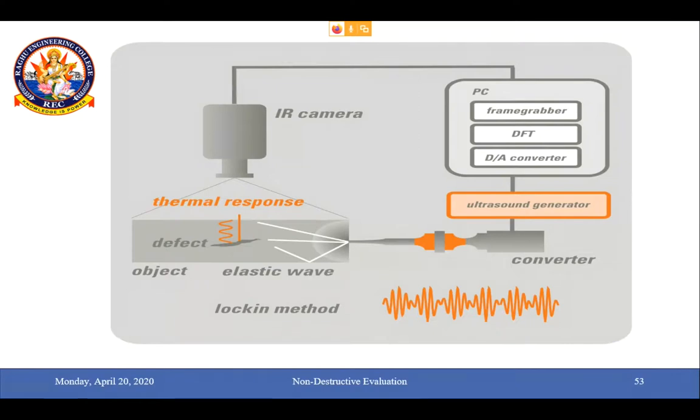Here is one more similar image: IR camera, thermal response, the defect, the converter, the ultrasound generator, all these things are there. This is the same image projected in a different manner. There is a frame grabber in your PC, there is a DFT, discrete Fourier transform converter, okay. All those things are software components in that.